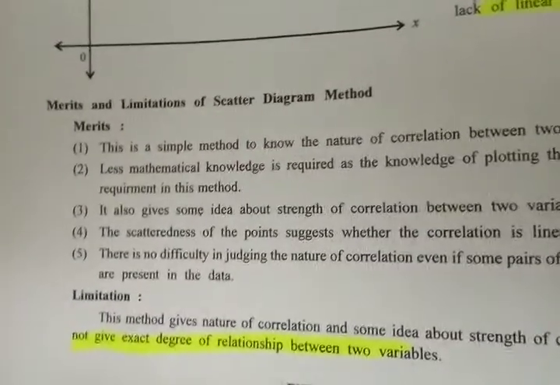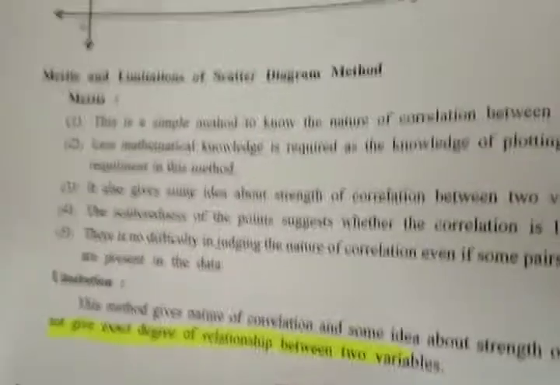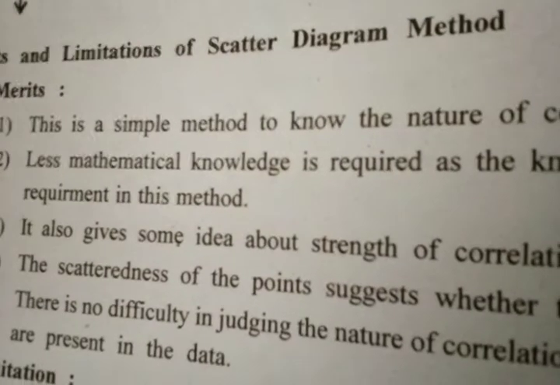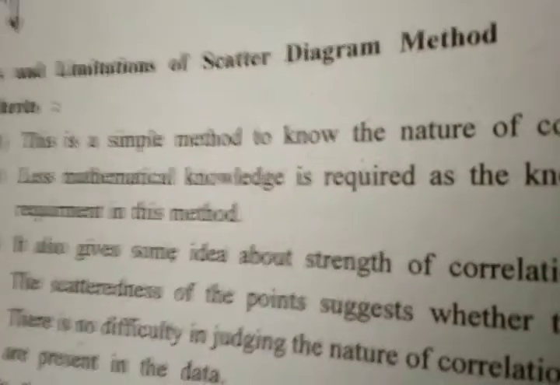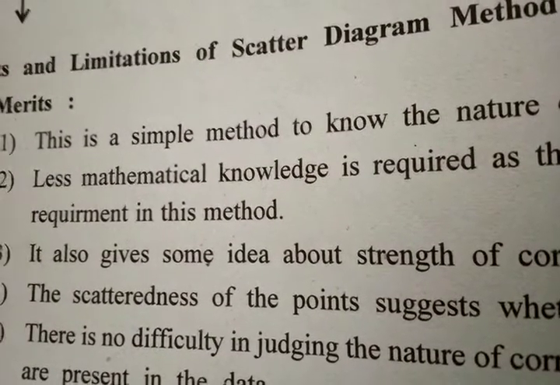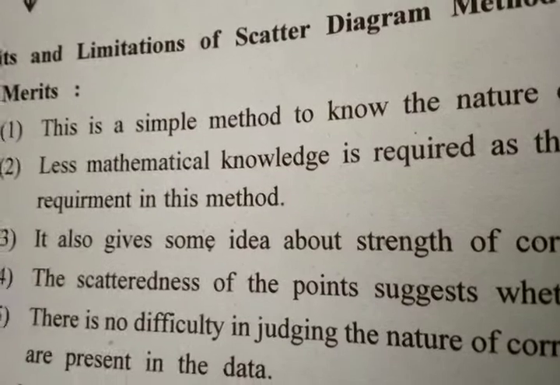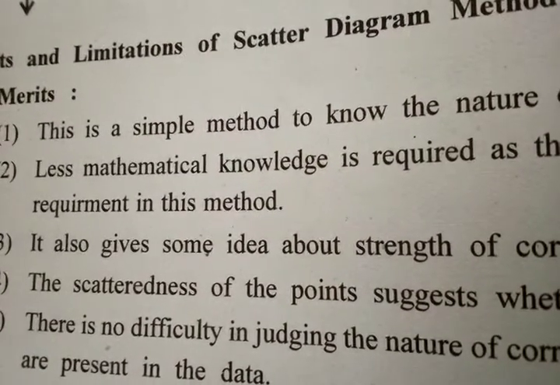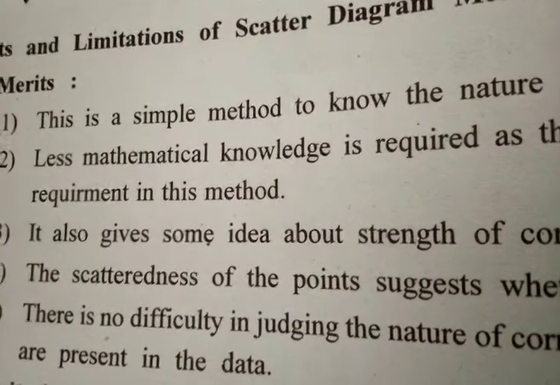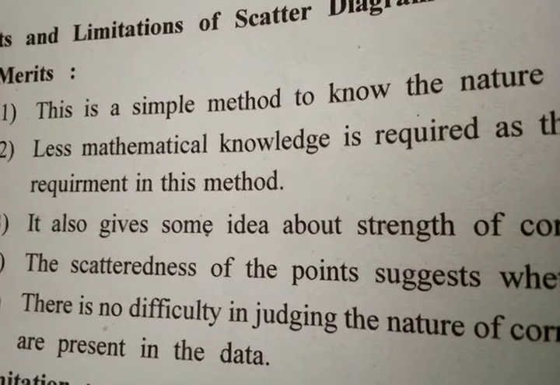Now let us quickly go through the merits and limitations of scatter diagram. The scatter diagram has got some limitations and some merits. One is this is a simple method. The method is very simple to know the nature of correlation. Second point is less mathematical knowledge is required. So just an ordinary person, not from a mathematical background, can also do this. So not very expert knowledge of mathematics is required for following this.